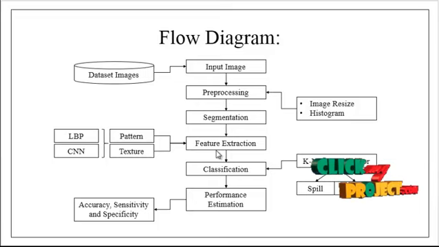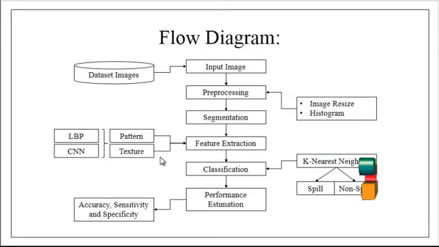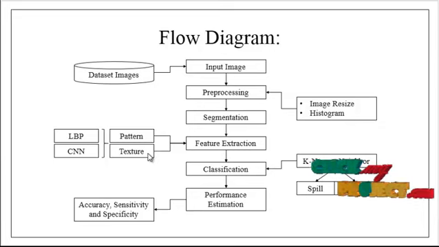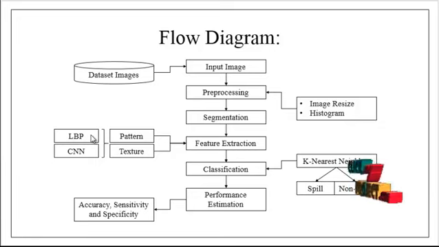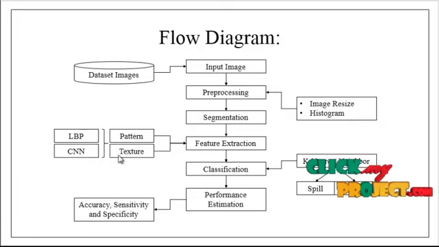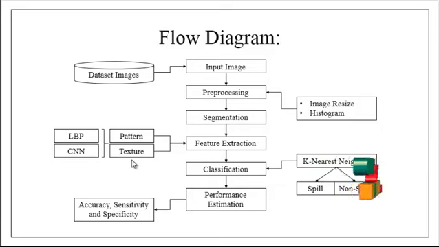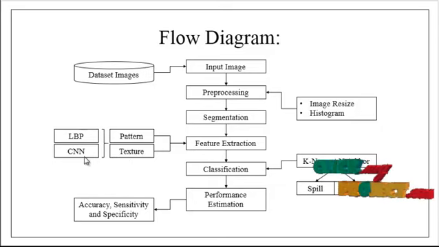In feature extraction, after the segmentation, that portion goes for feature extraction and the features are extracted from the segmented portion. Here we have two kinds of features: pattern features and texture features. For extracting the pattern features, we use the local binary pattern algorithm. For extracting the texture features, we apply the convolutional neural network. After extracting these two features, we combine them to generate the test feature.